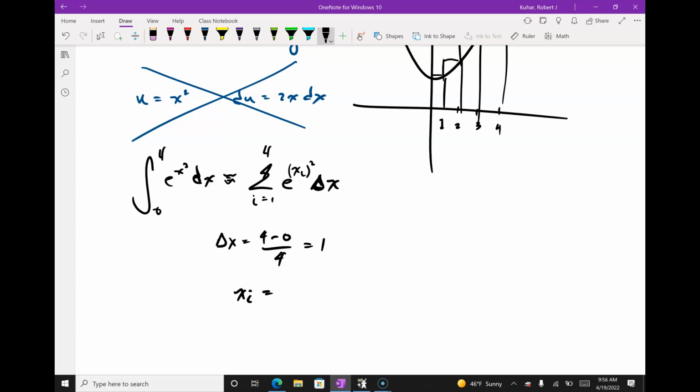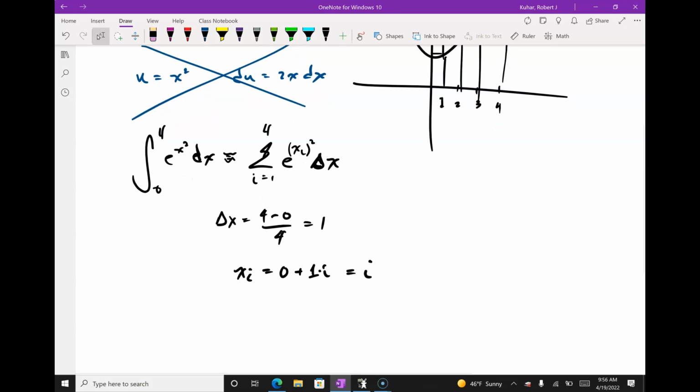And x sub i is 0 plus delta x times i, so it's just i. 1, 2, 3, 4, right? Every time I'm going to my next index, right? First rectangle, height of 1. Second rectangle, height of 2. Third rectangle, height of 3. So we can clearly see that we're doing the sum from i equals 1 to 4 of e to the i squared, right? Times 1, delta x is 1, right?